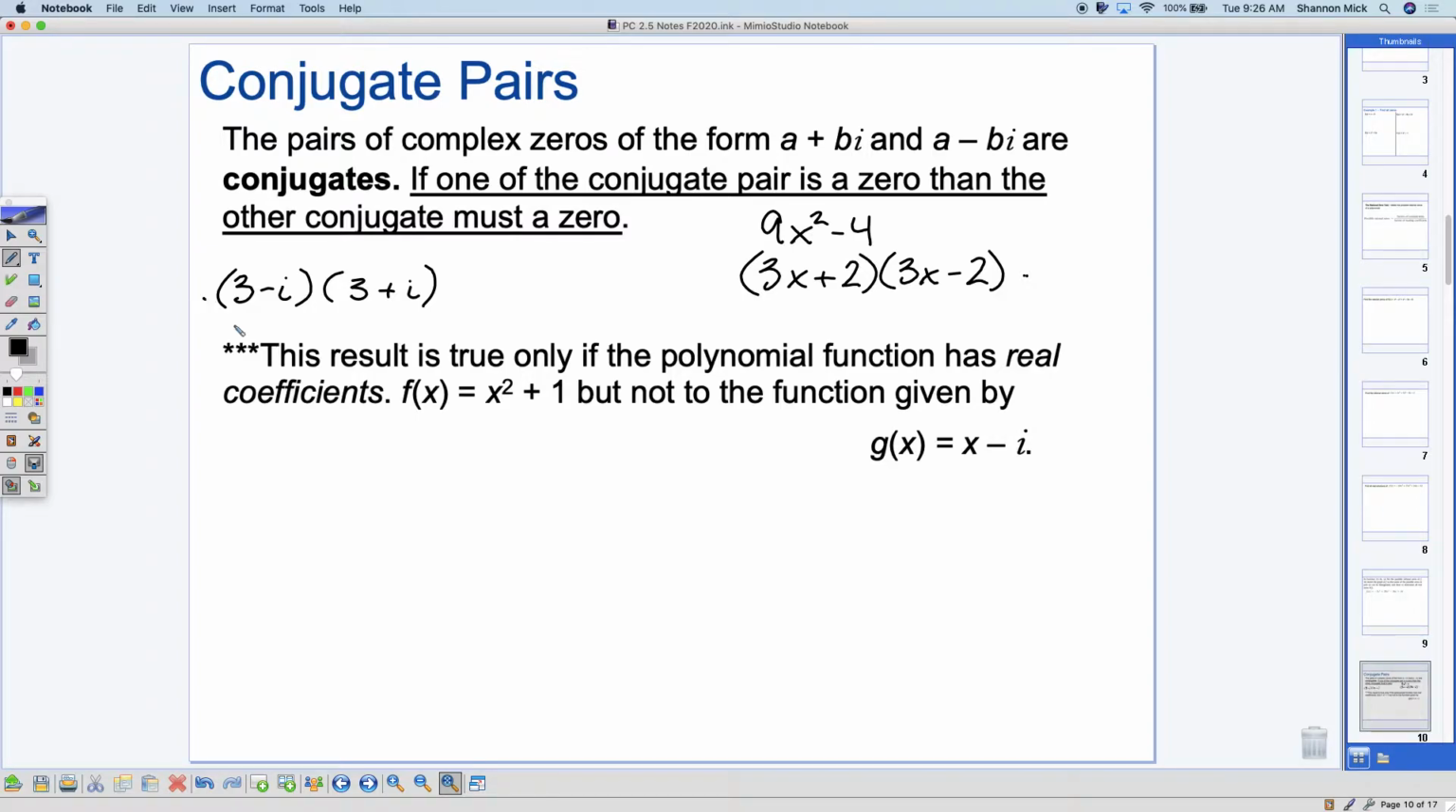What do I get? I get 9, then minus 3i plus 3i minus i squared. Well, this is 0, right? And this is negative 1, so negative 1 makes it a positive 1, so it equals 10. So do I get a real solution? Do I get a real number that I can work with? Yes. Okay, so that is why when we deal with conjugates, if one is there, the other one has to be there. It has to be, every time.